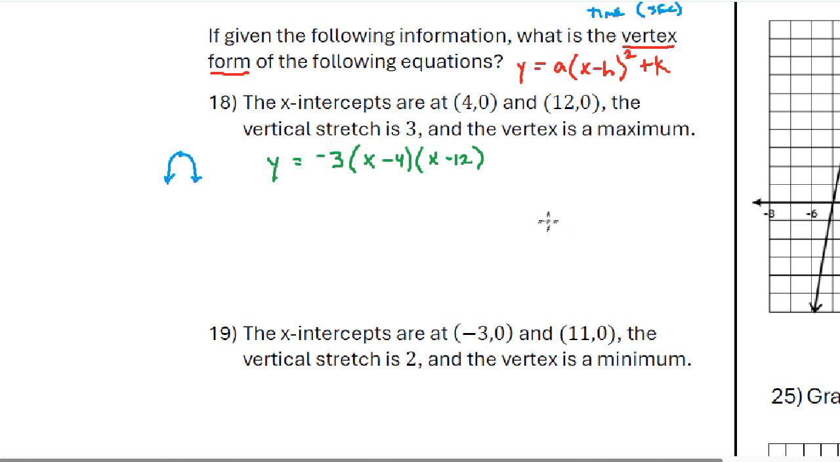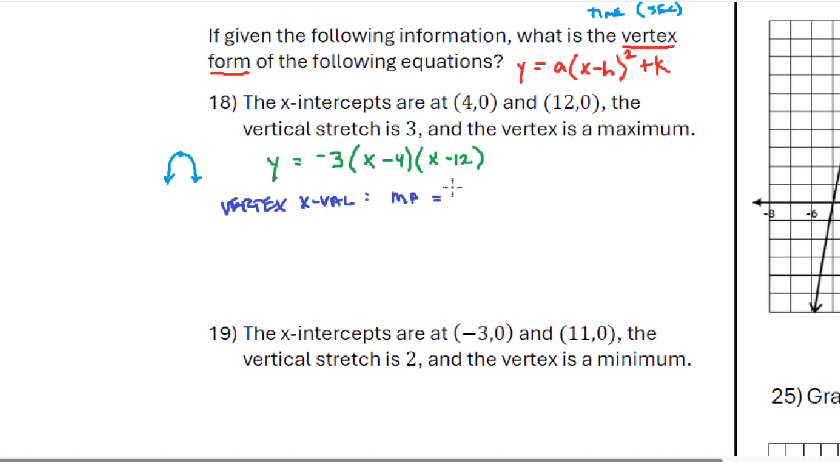So now we've actually built our factored form. And from here, we should be able to find the vertex, and then we can write vertex form. So let's go ahead and make a section here for vertex. For vertex, we know that the x value of the vertex is going to be, so let's put on here, vertex x value. And that's going to be our h value when we get our vertex form. So the x value is found by finding the midpoint between the x-intercepts.